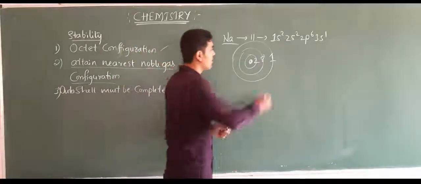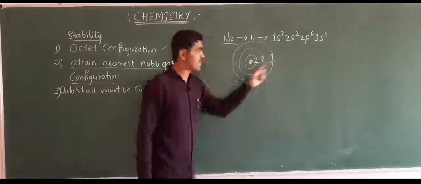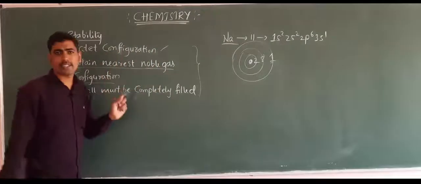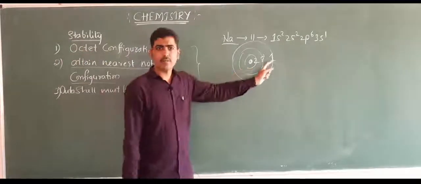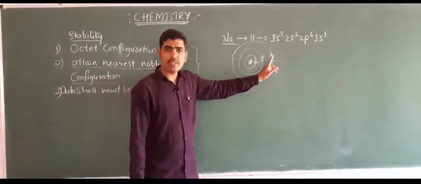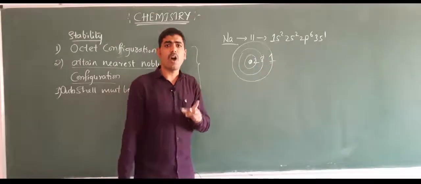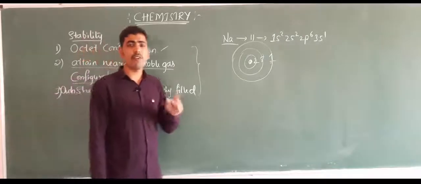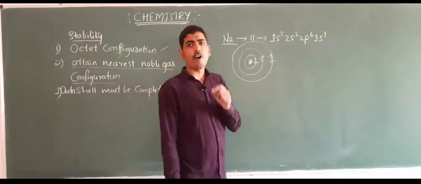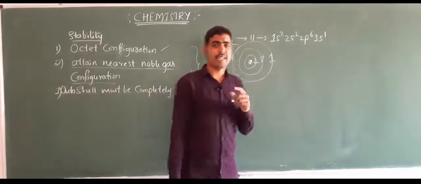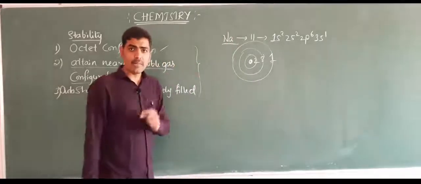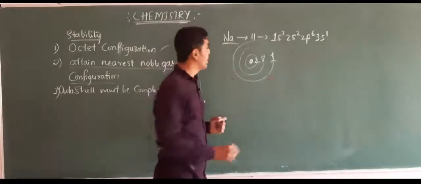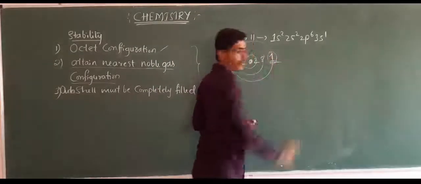Now if you observe here, there is 1 electron in the outermost shell. Will it obey the octet configuration? No, because here there is 1 electron, but octet configuration means there must be 8 electrons in the outermost shell, and in order to obtain that octet configuration, the sodium will lose 1 electron.